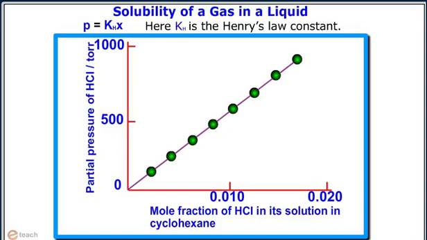The graph shows observations when HCl is added in cyclohexane. On the y-axis, we have partial pressure of HCl in torr, and on the x-axis, we have mole fraction of HCl in its solution in cyclohexane. The graph is a straight line in accordance with Henry's law.